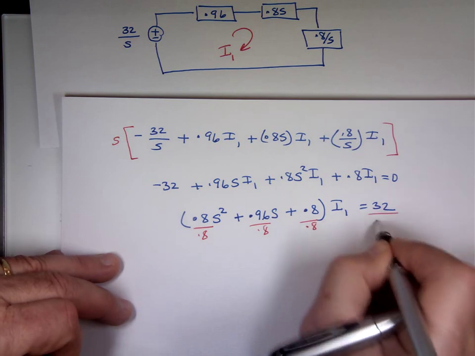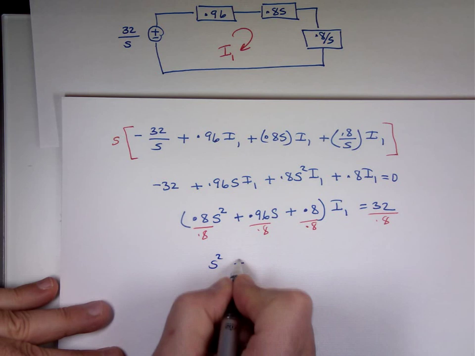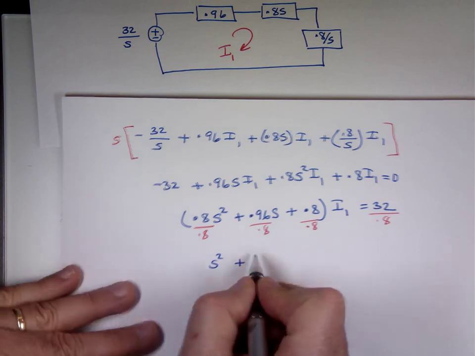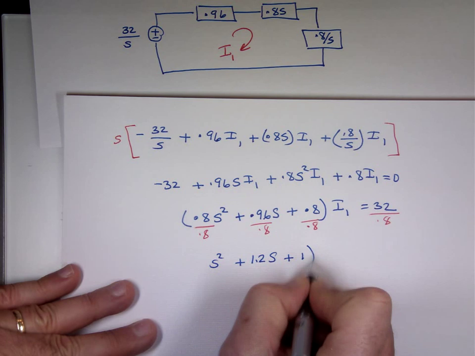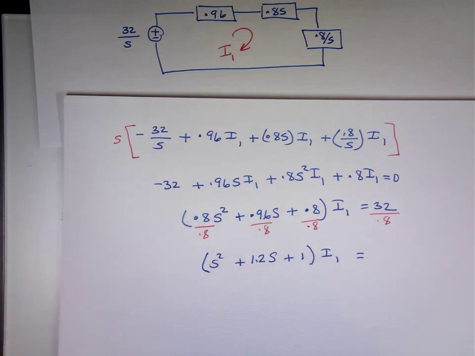You end up with S squared plus, 0.96 divided by 0.8, that's 1.2 S, plus 1. And 32 divided by 0.8, is it 40? Yep, 40. So what is I sub 1 as a function of S?